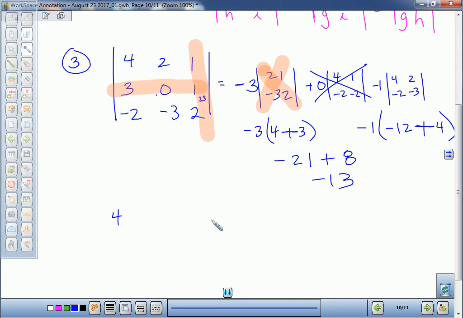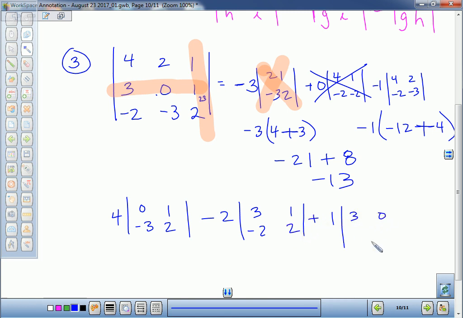Okay, so we have 4, negative 2, positive 1, right? And then you have 0, 1, negative 3, 2. And then we have 3, 1, negative 2, 2. And then you have 3, 0, negative 2, negative 3. Alright, so we get 4 times 3.